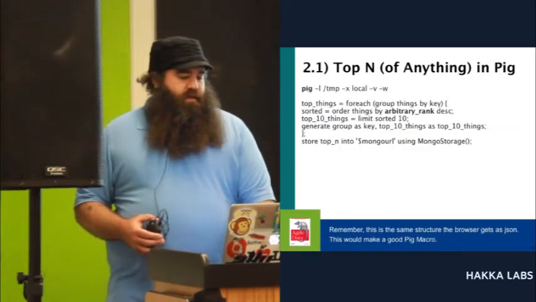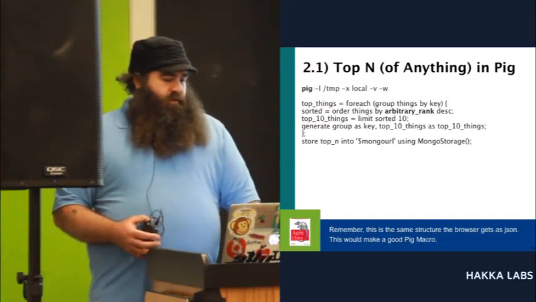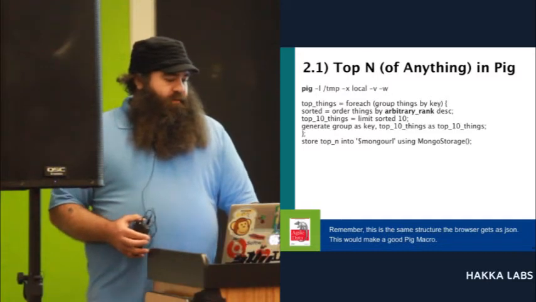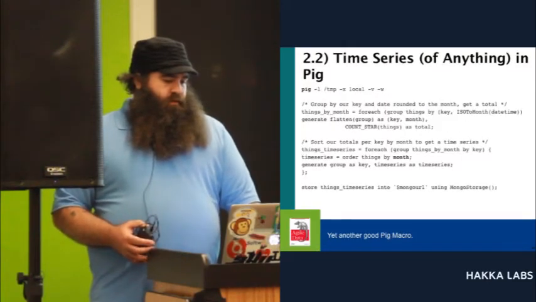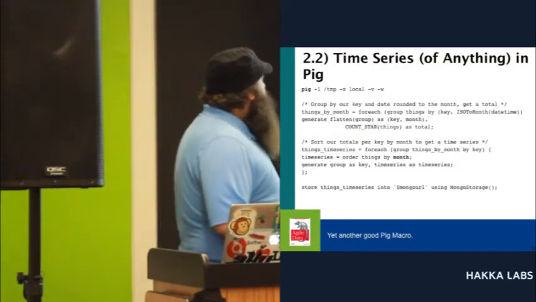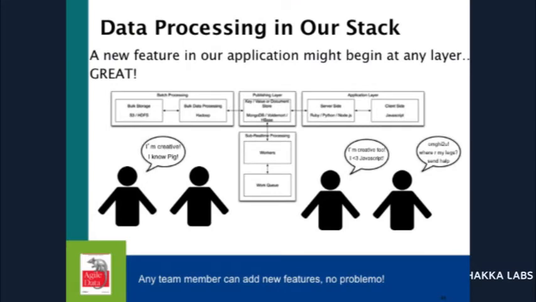This is how you display the top n of anything in Pig. It's fairly straightforward. This is how you could do a time series of anything in Pig. And so the stack ends up looking like this. You've got bulk storage and Hadoop, so you're doing batch processing in the back. Then you've got a document or key value store you're publishing to. Then you've got your application server and client-side JavaScript. You might also have a sub-real-time processing layer. This could be like Storm, or it could be queues and workers.